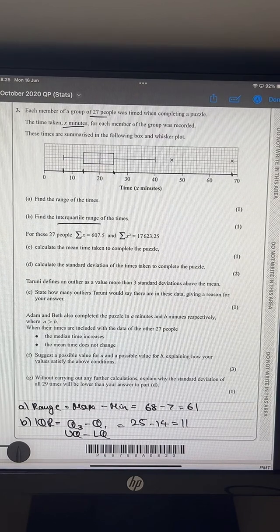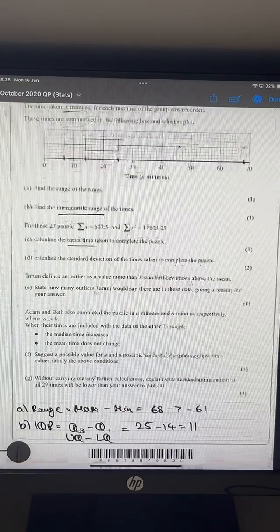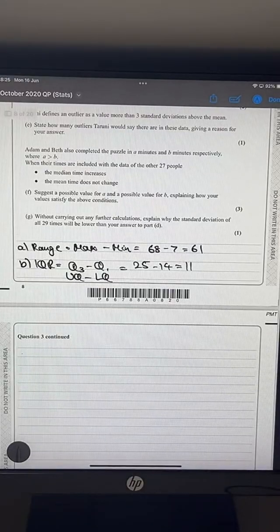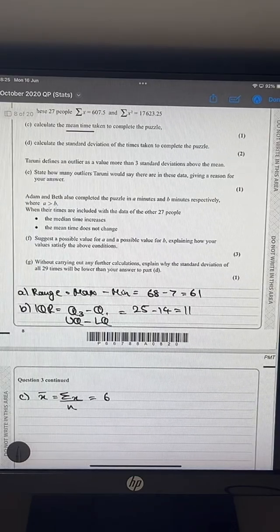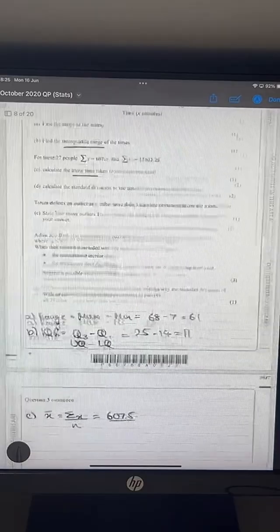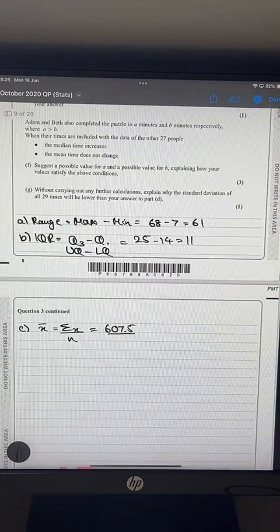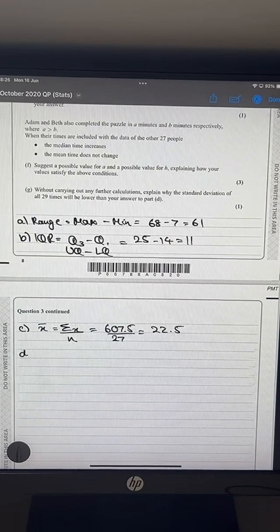For these 27 people, the sum of x is equal to that, and the sum of x squared is equal to that. Calculate the mean time taken to complete the puzzle. In my video about the large dataset question, I go through how to calculate the mean. It's not too bad. So x bar is equal to the sum of x divided by n, right? It's adding all those values and dividing by how many there are. So the sum of x is given as 607.5. How many n values are there? Well, they've told us 27 people have done the puzzle. That's equal to 22.5. So that's my mean.